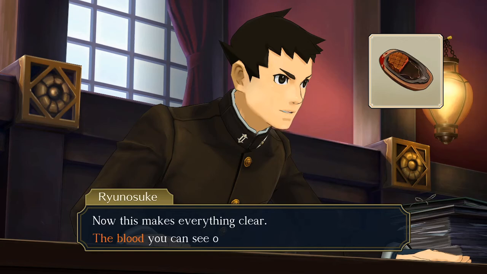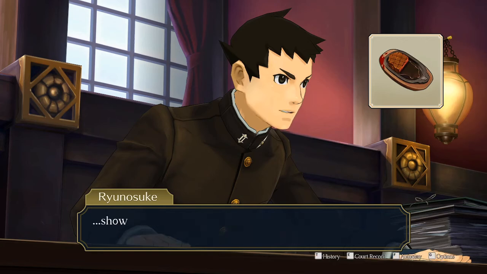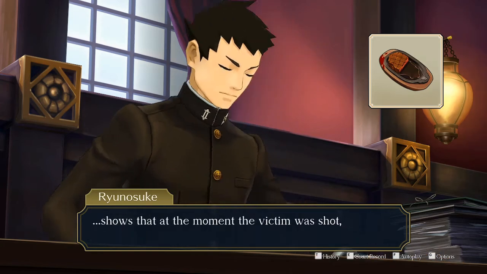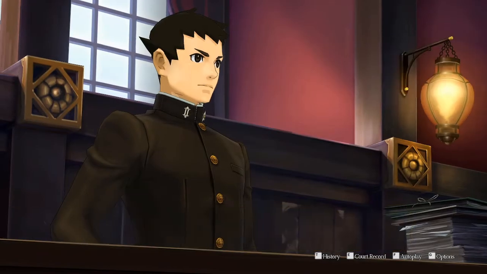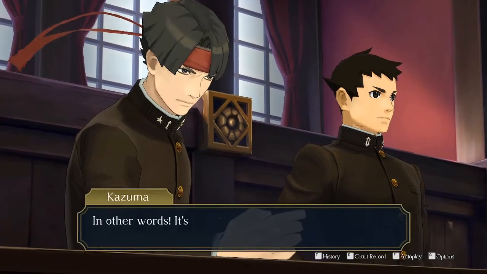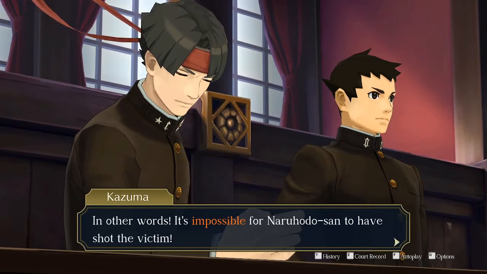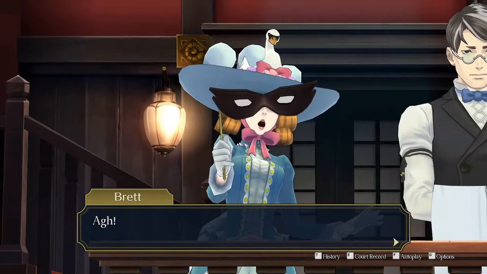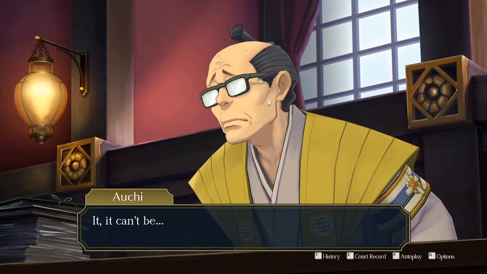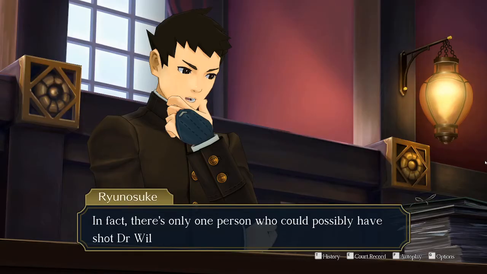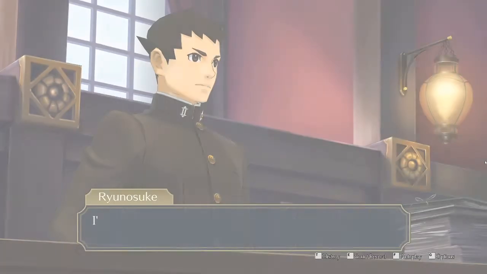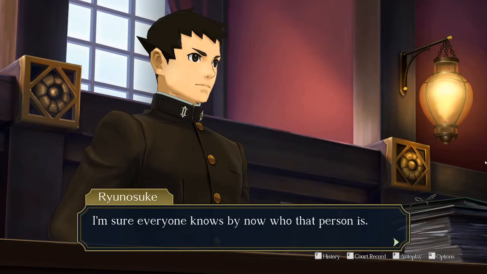Now this makes everything clear. The blood you can see on this side of the plate shows that the moment the victim was shot, he was facing the table with his back to me. In other words, it's impossible for Naruhodo-san to have shot the victim. In fact, there's only one person who could possibly have shot Dr. Wilson from the front. I'm sure everyone knows by now who that person is.